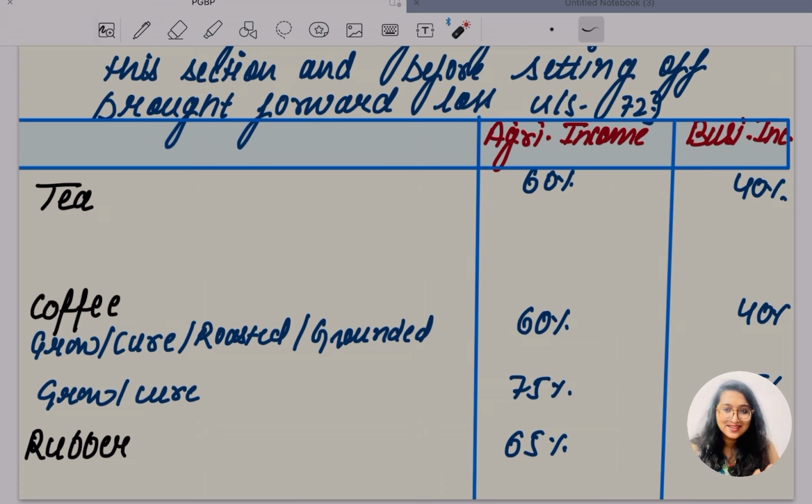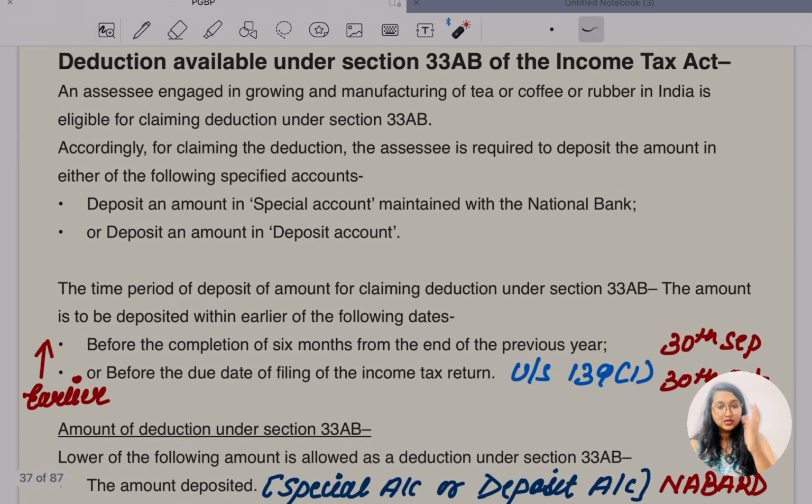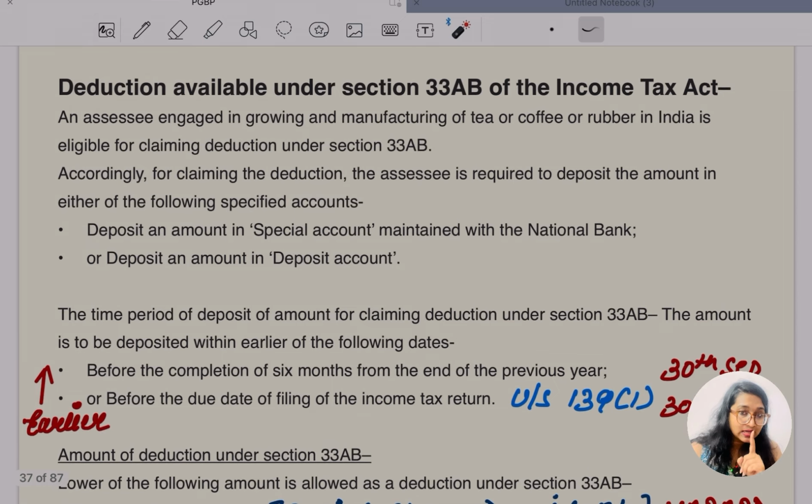So let me say, for tea 60% is going to be agriculture, remaining 40% is the business income. For the coffee, if it is grown, cured, roasted and then ground, everything done together, then how much percent? Again 60-40. If it is only grown and cured, then 75-25. For the last, the rubber, it's going to be 65 and then 35. This much I have understood. With one example we'll get it properly, so don't get confused now. I am speaking a bit fast, but you will understand.